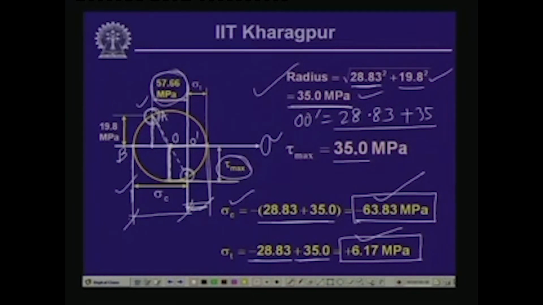That is, on the tau axis this is the point of the maximum value of the shearing stress, and tau max is equal to the radius, which is 35 megapascal. So, we have these three quantities now: the maximum compressive stress as 63.83 megapascal, the maximum tensile stress as 6.17 megapascal, and the maximum shearing stress as 35 megapascal.